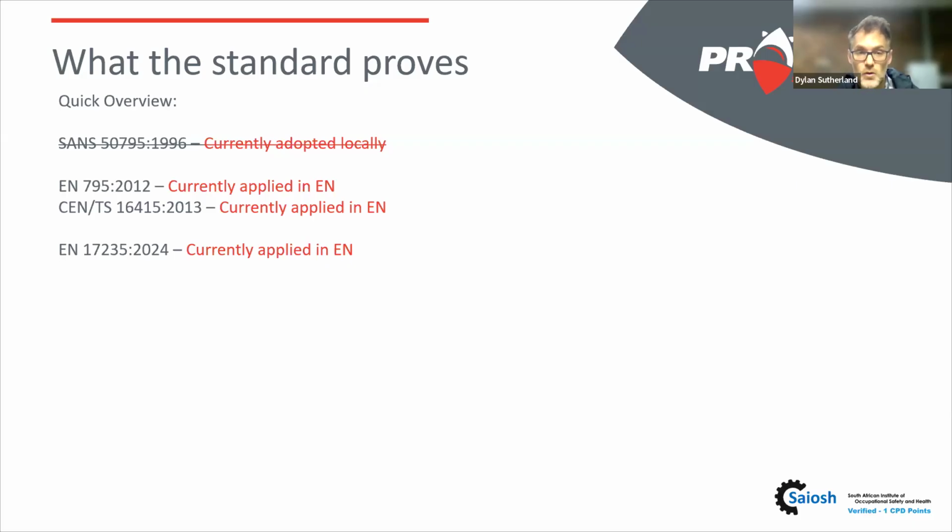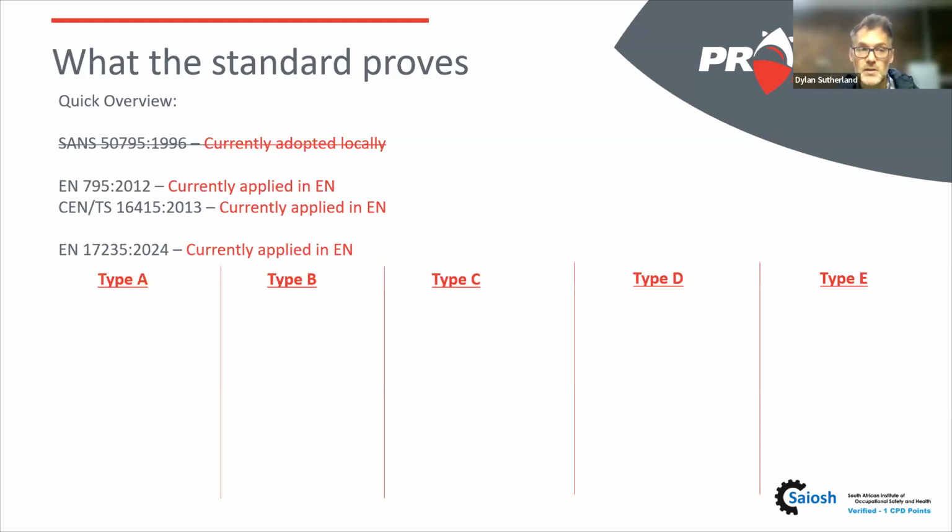So without getting into the technical details there, when we talk about the EN 795, we talk about different types of anchor points. So what we're going to quickly go through is the different types, because these would be the considerations you need to think about when you're selecting an anchor point for your site.